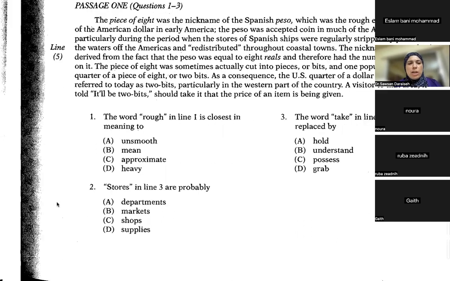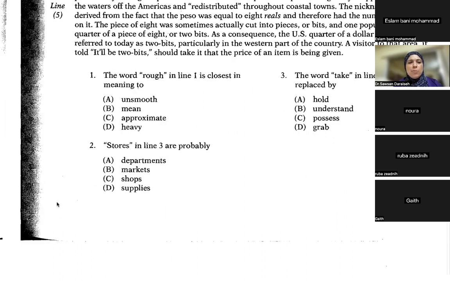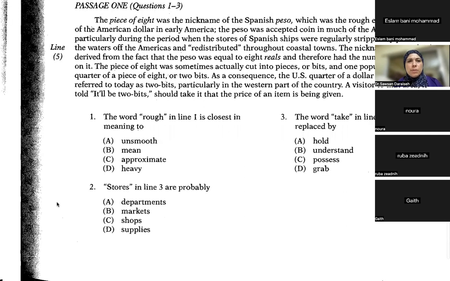Dr. Islam, thank you so much, Dr. Khulud, and everyone who has helped Dr. Islam. Number 2, stores. Stores in line 3 are appropriately, I think it means supplies.